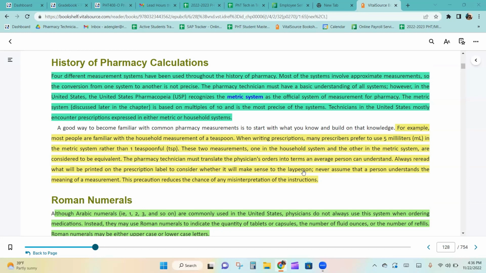The pharmacy technician must translate the physician's orders into terms an average person can understand. Always reread what will be printed on the prescription label to consider whether it will make sense to the layperson. Never assume that a person understands the meaning of a measurement. This precaution reduces the chance of any misinterpretation of the instructions. So I always tell people, when you're typing in a prescription, before you hit submit or enter to send it off to the pharmacist, you should reread your directions, proofread them, and make sure they sound good. Because sometimes you'll be typing so fast you don't realize that you made a typo or you didn't translate something properly.